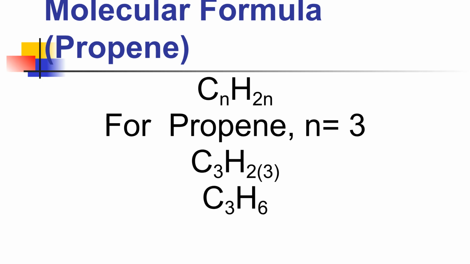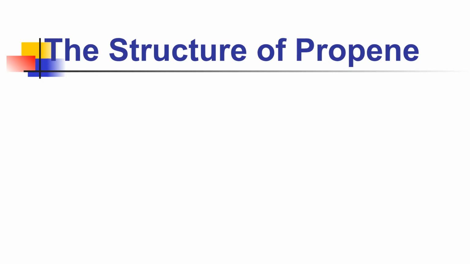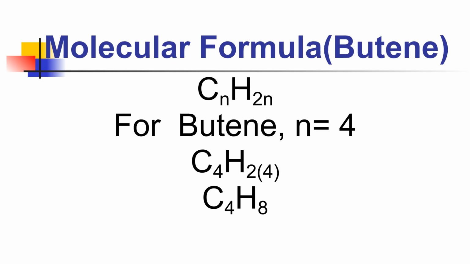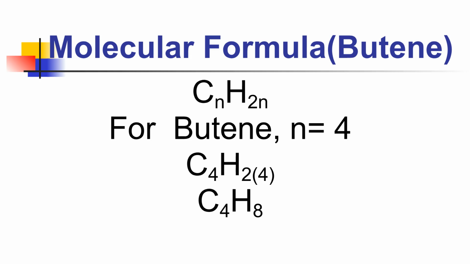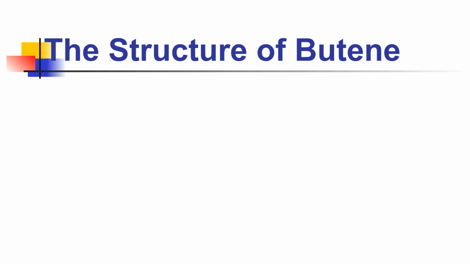For propene, with n equal to 3, the molecular formula is C3H6. This is the structure of propene. For butene, where n equals 4, the molecular formula is C4H8. This is the structure of butene. This slide again shows the molecular formula for butene, which is C4H8. This is the structure of butene.